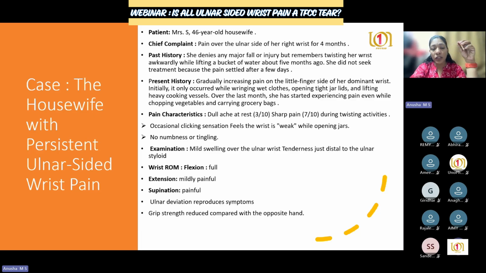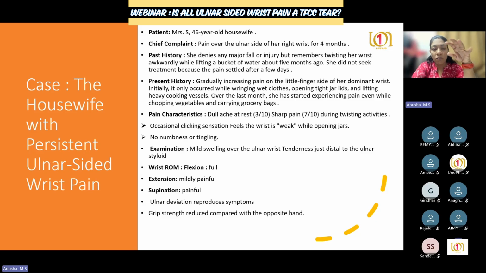When we examine the patient, there's swelling over the ulnar side and tenderness distal to the ulnar styloid. When we check the range of motion, flexion is full, extension is painful, and supination is also painful. When she does ulnar deviation, that can produce the symptoms, and the grip strength is reduced compared to the opposite side. So can anyone tell me what test we can perform in this case?